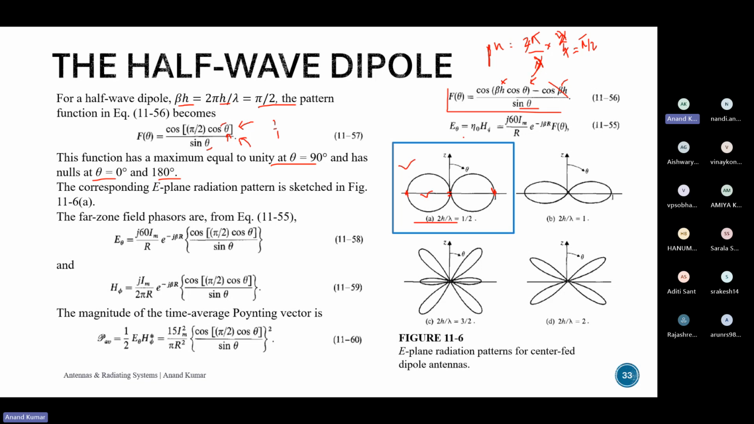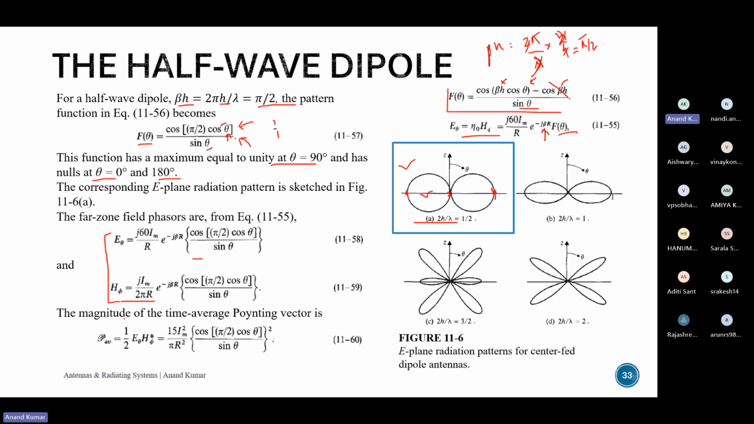So we had the expression for electric field. We can substitute over here beta h as pi by 2. This was the f theta, right? So we're substituting f theta over here. And similarly for H phi also, we got the expression for electric and magnetic fields.